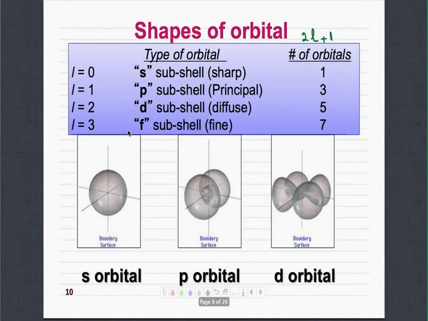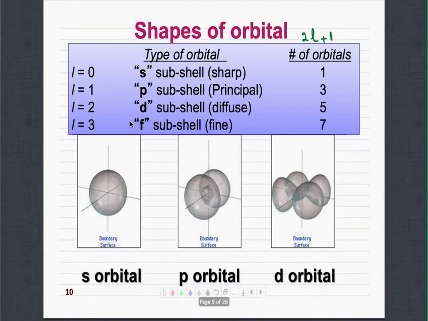When I say L equals 0, that corresponds to an S subshell, and I'm going to show you the shape of that S subshell. When I say L equals 1, that corresponds to a P. The P is called the principal subshell. And L equals 2, it's D. This comes from diffuse, the diffuse subshell. And L equals 3 is the F subshell, fundamental.